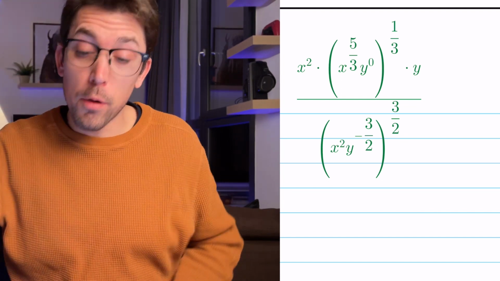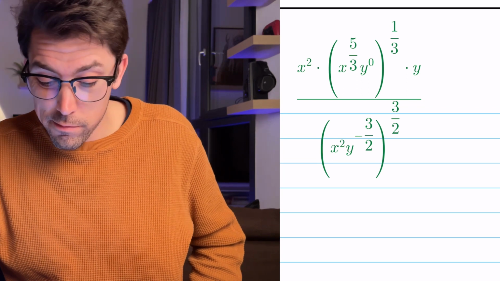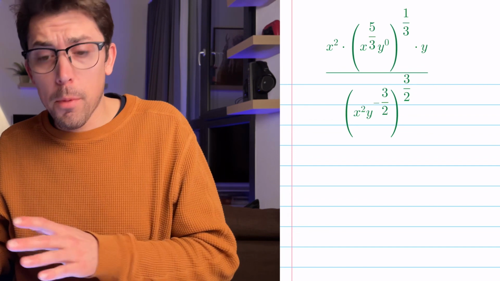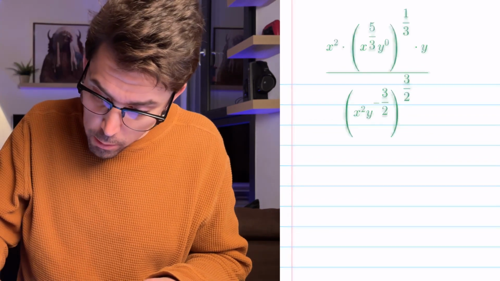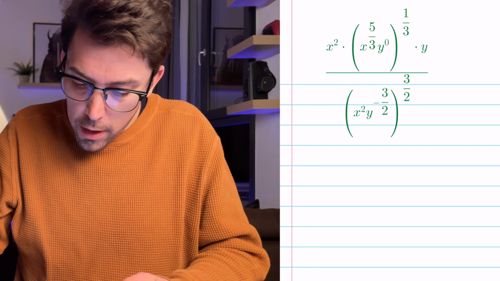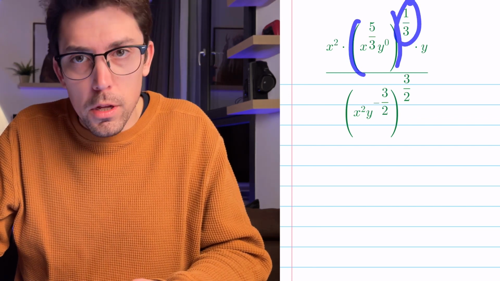But using the properties that we went over before, this actually isn't that bad. So let's take each and every part step by step. So my x squared here is going to remain x squared for now. Let's deal with the parentheses and let's deal with the exponents outside of it.